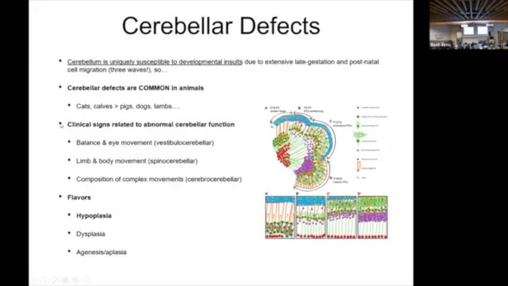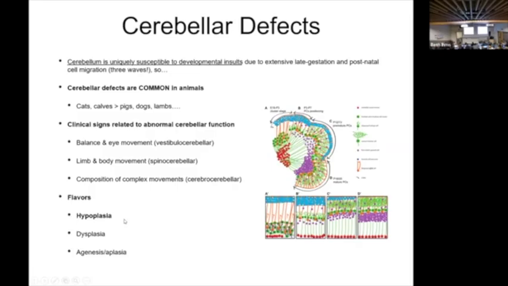Clinical signs are related to abnormal cerebellar function. So these are kind of the 3 breakdowns of cerebellar function. You can have vestibular balance problems. You can have issues with coordination of your limb and body movements, so all over the place. And then composition of complex movements, which is why they have intention tremors. So as soon as they try to focus and do something complex, they're like, I can't do it.